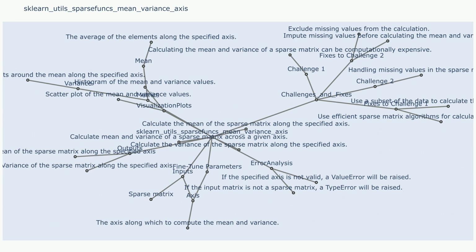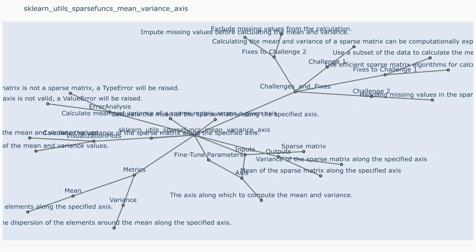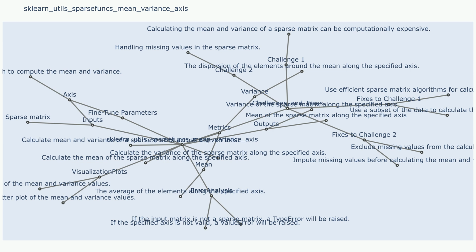Visualization plots. Scatter plot: visualize the distribution of values along the specified axis, with mean and variance highlighted. Histogram plot: the histogram of values along the specified axis, with mean and variance indicated. Fine-tune parameters. Axis: the choice of axis determines the direction of the calculation, rows or columns.